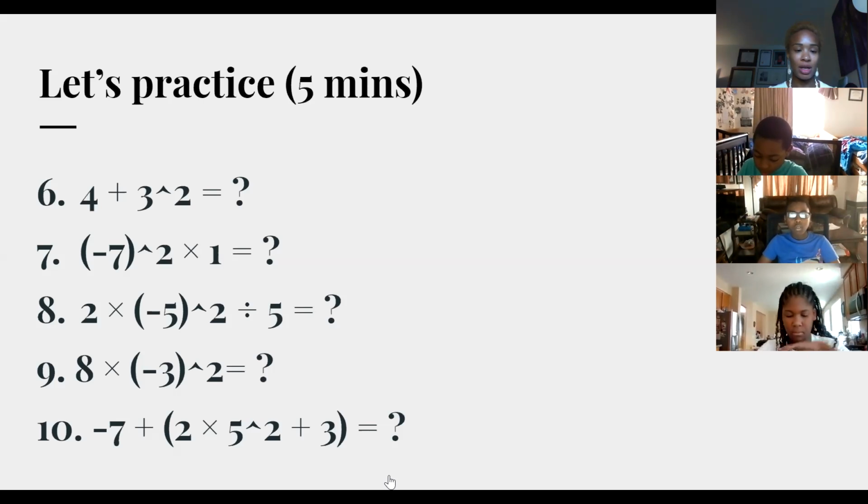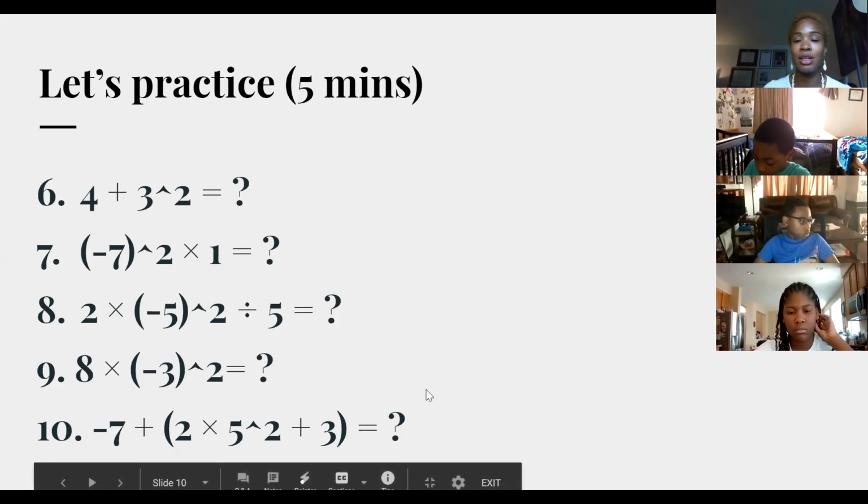Okay, that's correct. So the answer to number 8 is 10. So first we did -5 times -5. You got positive 25. You multiply it by that 2 because that comes first, left to right. So you do 2 times 25, which is 50, divided by 5, which is 10. Very good. And then Abuka, you want to do number 9 and 10?